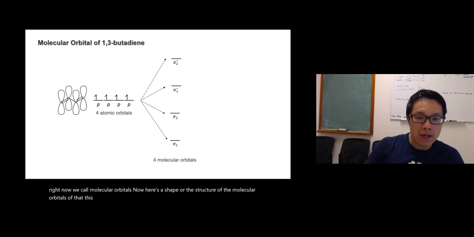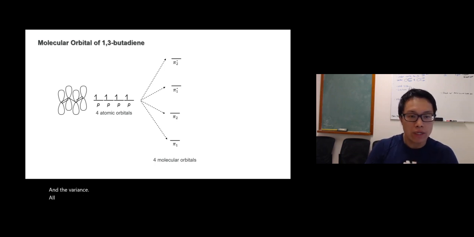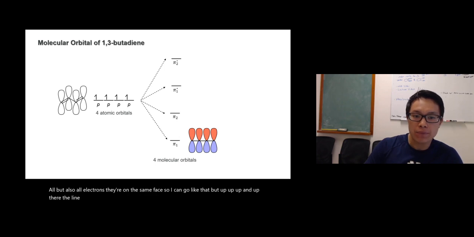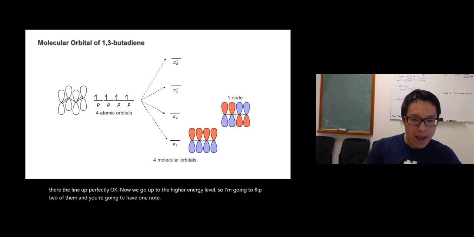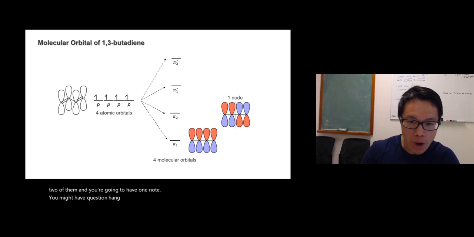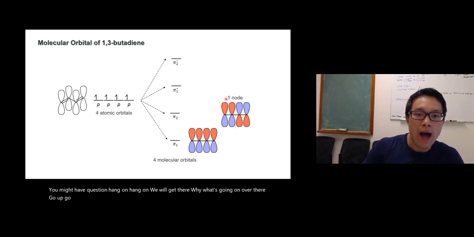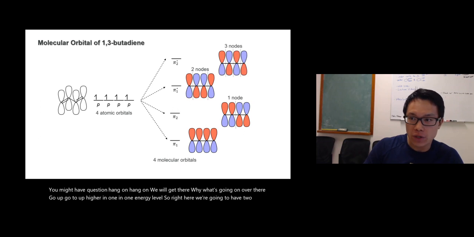If you remember constructive interference, all the orbitals are in the same phase, so I go up, up, up, and up. They line up perfectly. Now we go up to the higher energy level. I'm going to flip 2 of them, and you're going to have 1 node. You might have a question, but hang on, we will get there. Go up one energy level higher, and we're going to have 2 nodes, and then you can guess you get 3 nodes.